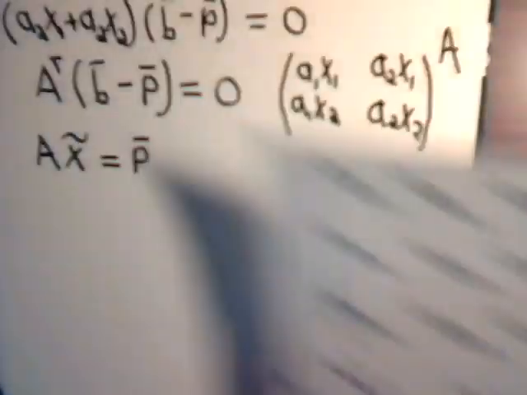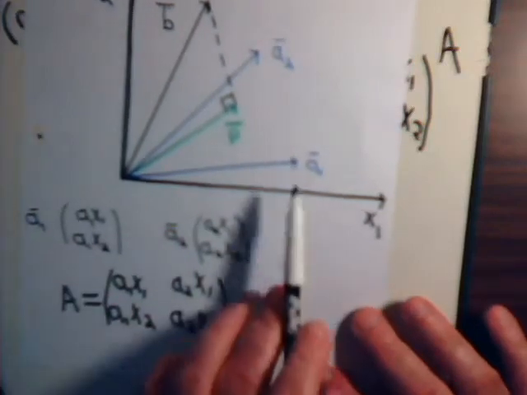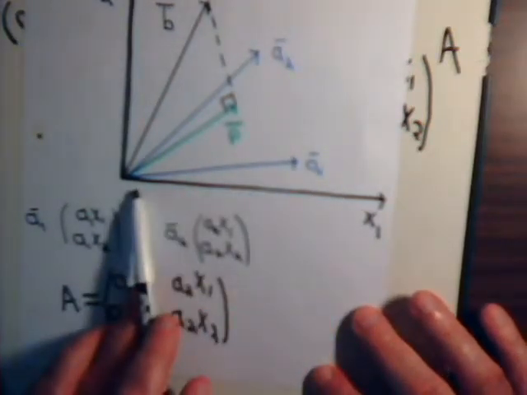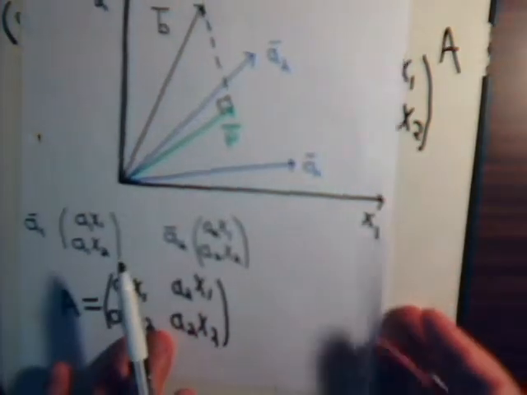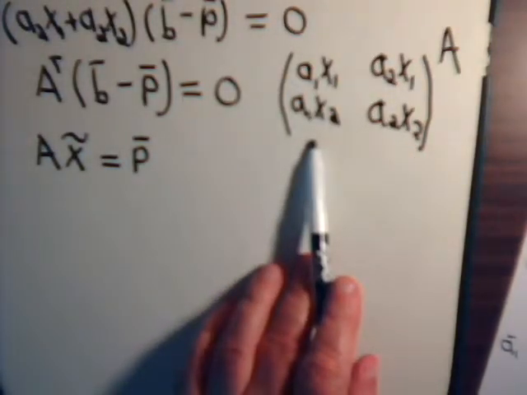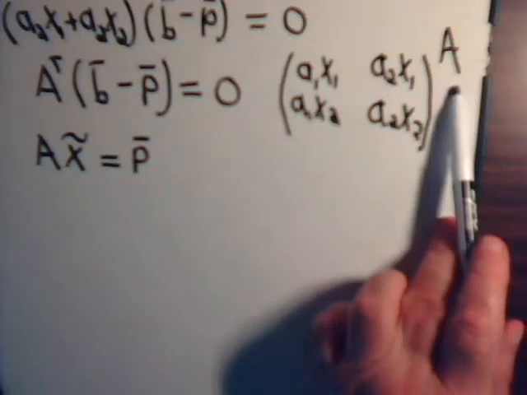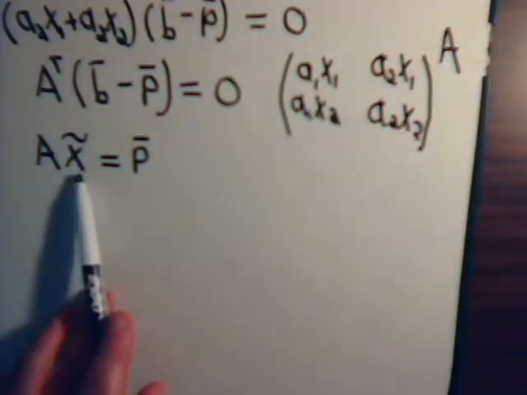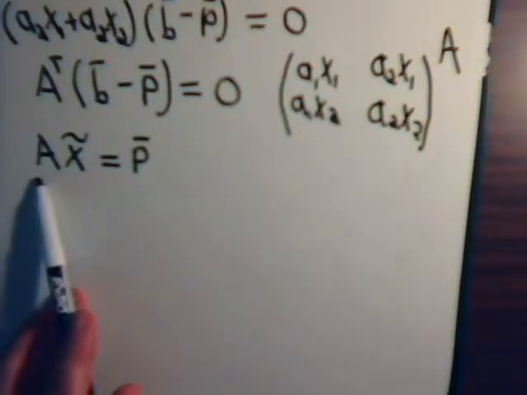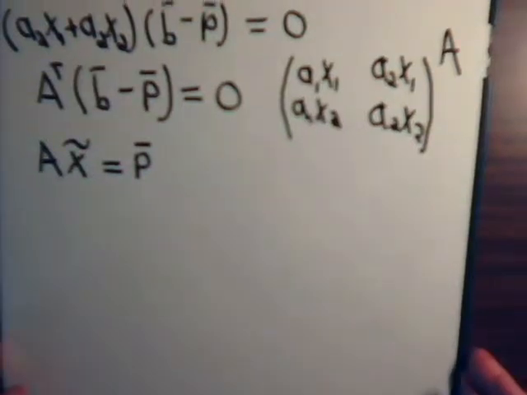And that's exactly what's happening here. This is some linear combination of A1 and A2. And A1 and A2 are the columns of matrix A. So that means this is in the column space of matrix A. So if it's in the column space of matrix A, then there has to be some special vector X so that A times X equals that projection vector P.